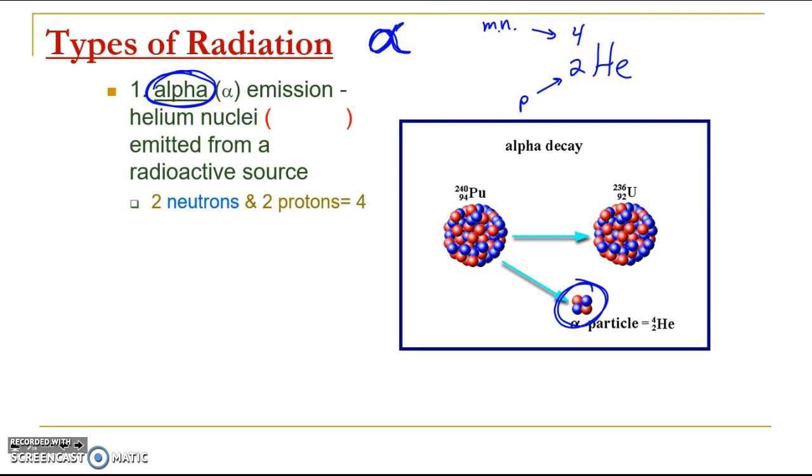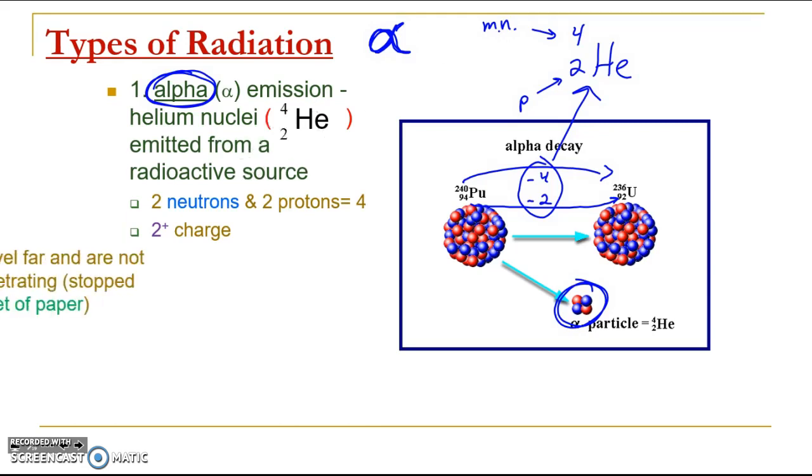What happens? Well, it goes from plutonium down to uranium. Check it out. The mass went down by 4, minus 4, and the protons went from 94 down to 92. A 4 and a 2, well, that's a helium atom. Where did it go? It went down here. It's got a 2+ charge, because all it is is 2 protons and 2 neutrons.